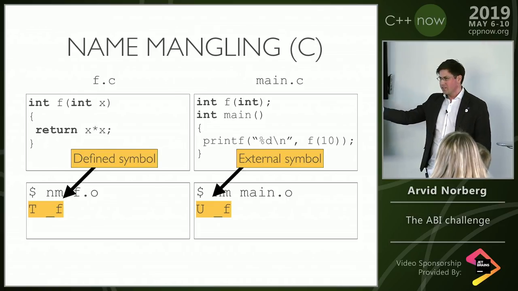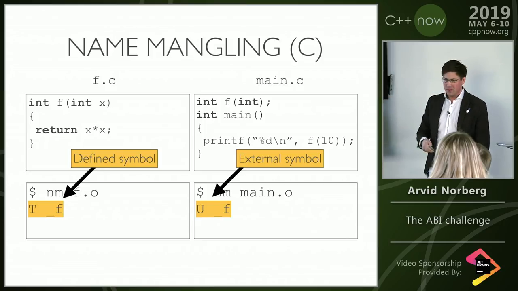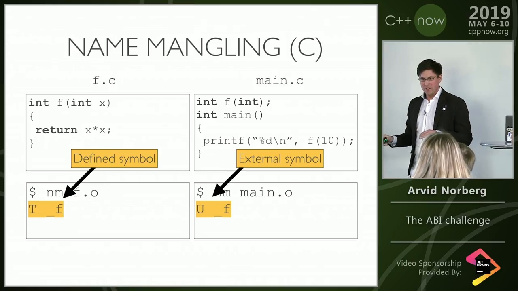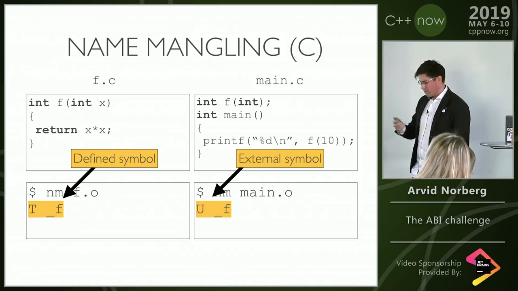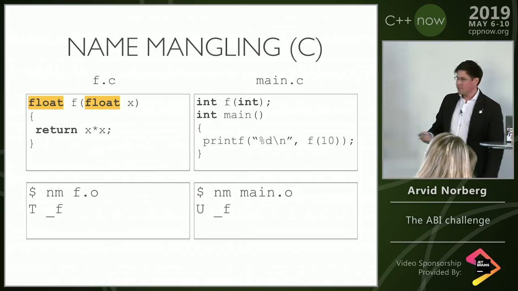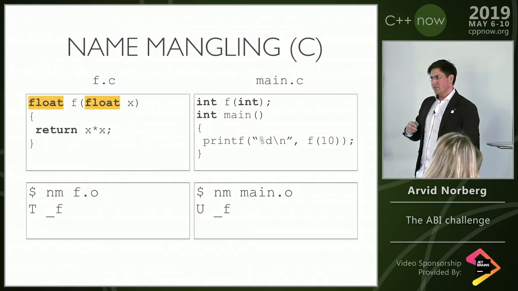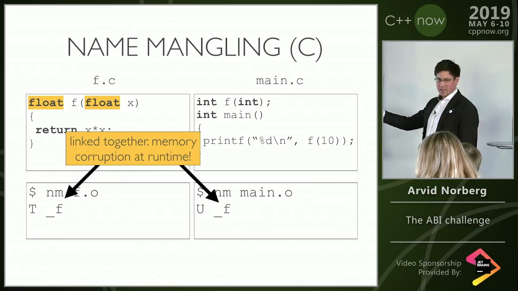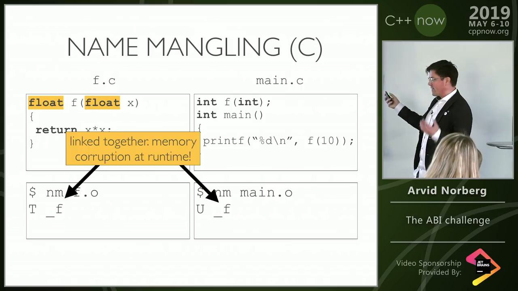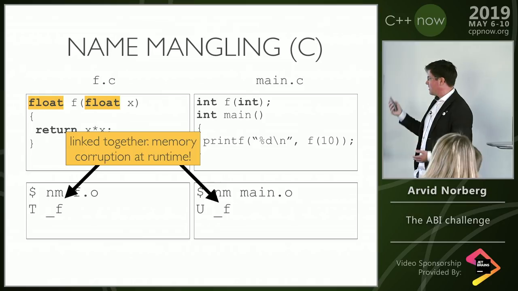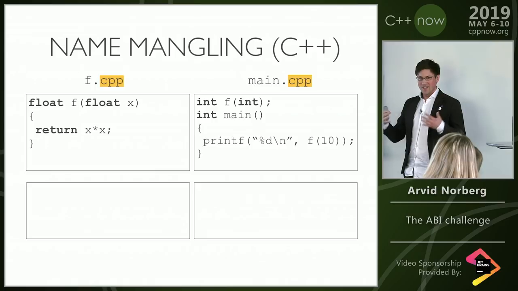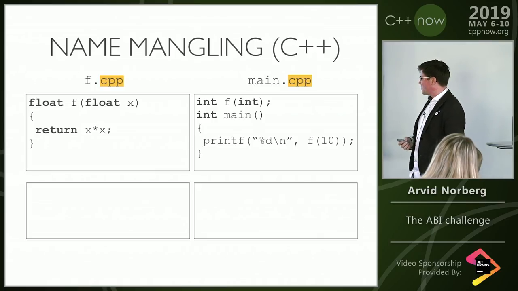The t means it's a defined symbol. The u means it's an external symbol. And you can also tell that the name mangling traditionally used in C is to add an underscore prefix to the name. Imagine that you would change this f function to now take a float and return a float. The name mangling in C traditionally will still have these functions have the same name. They link together as if they were the same, and you get memory corruption. This is basically an example of ABI problems.